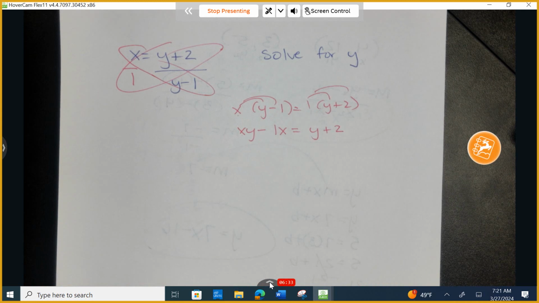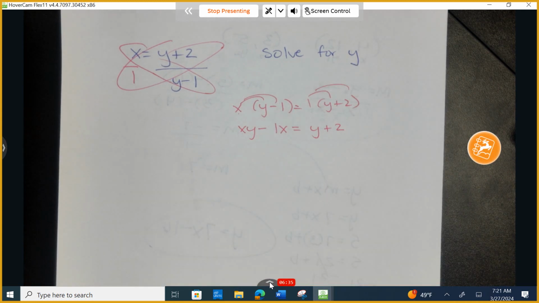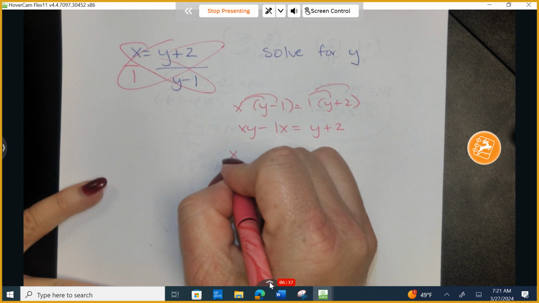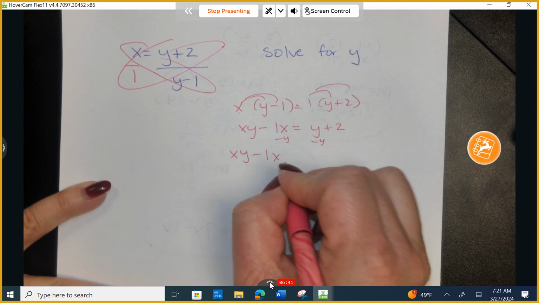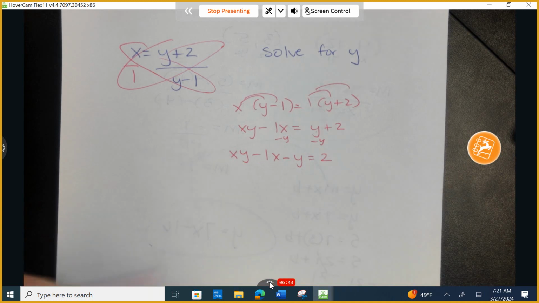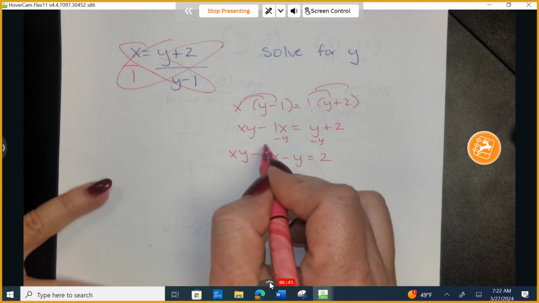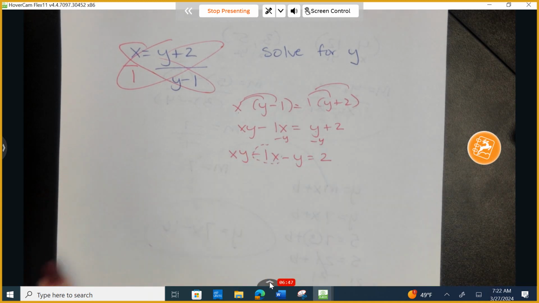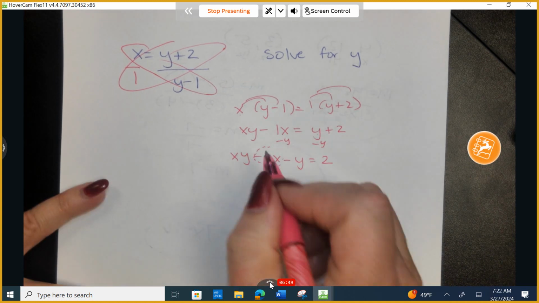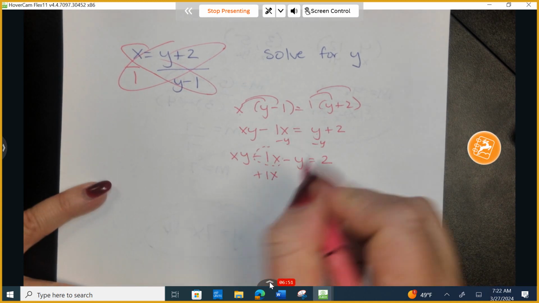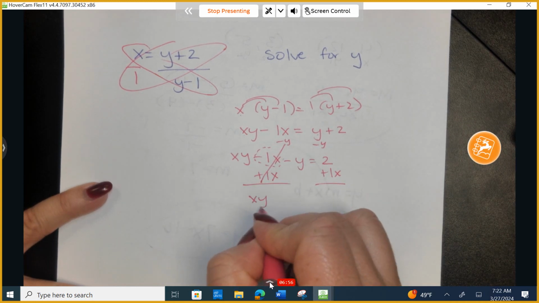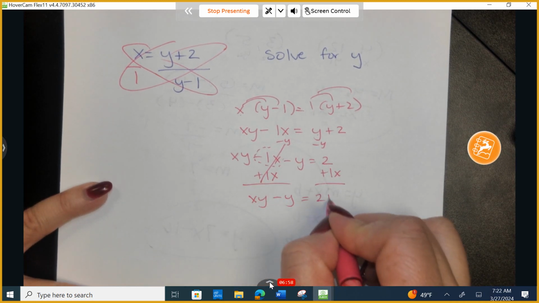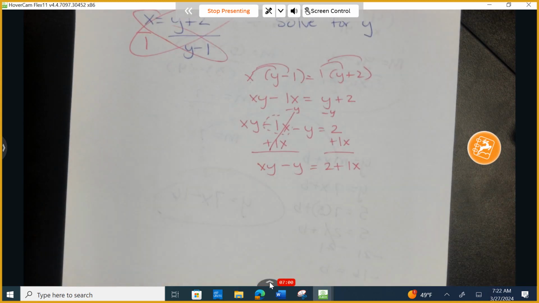Okay, my goal is to isolate the y. So I need to put the y's on the same side. So xy minus 1x, now I'm going to move the y to the opposite side by subtracting it, minus y equals 2. And this particular term has no y, so I'm going to move it over to the right-hand side. Opposite of subtracting 1x is adding 1x. xy minus y equals 2 plus 1x.